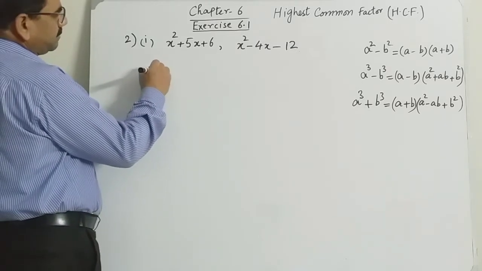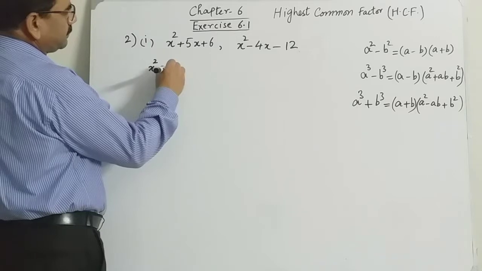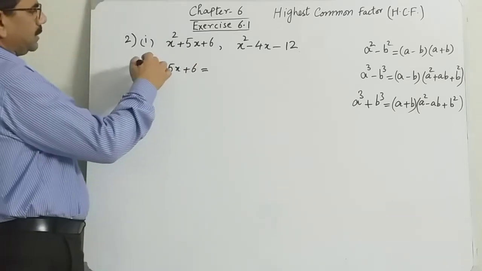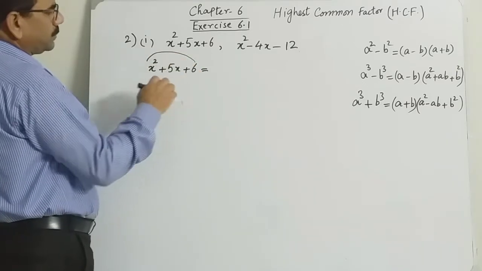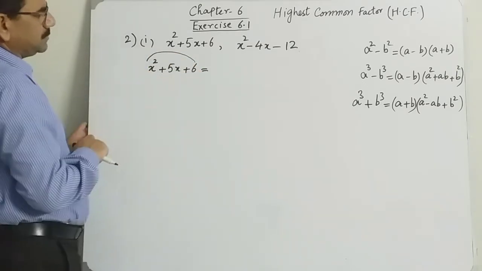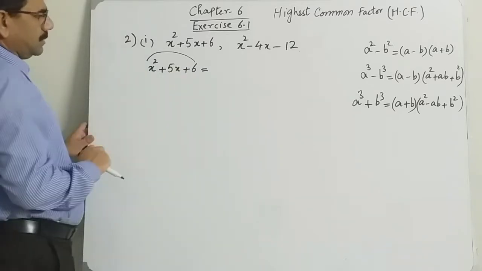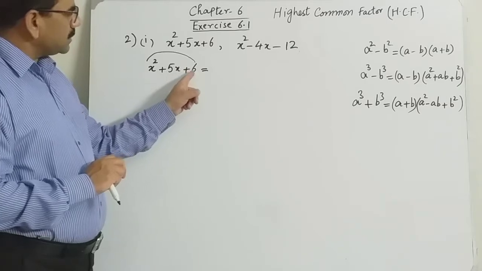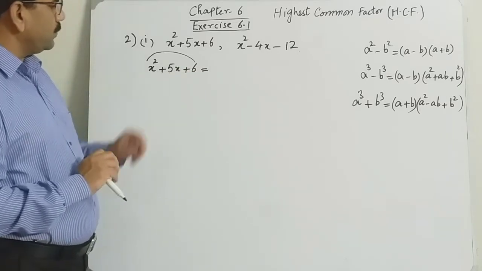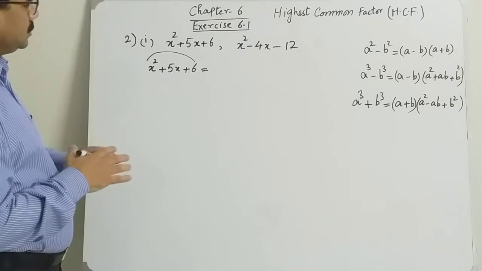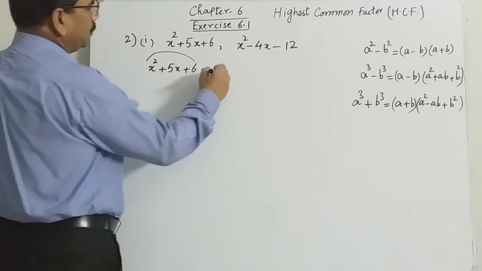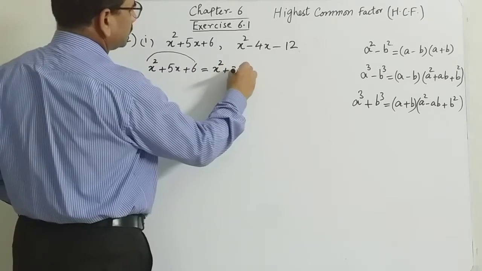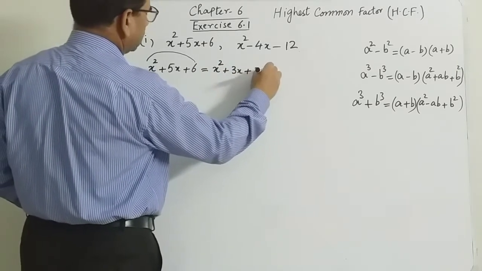First we write the first expression x square plus 5x plus 6. To break the middle term, we will have to multiply first and last term. The answer is 6x square. Now we will have to find those two factors of 6 whose sum is equal to 5. Obviously these two factors are 3 and 2. So we will write x square plus 3x plus 2x plus 6.